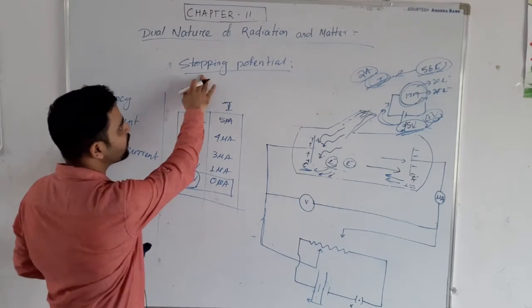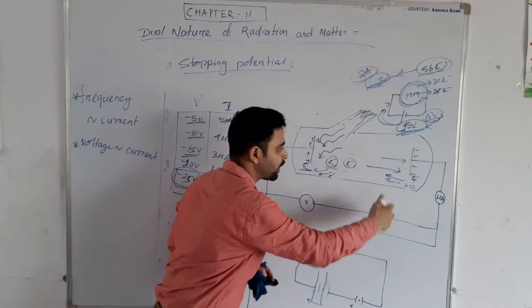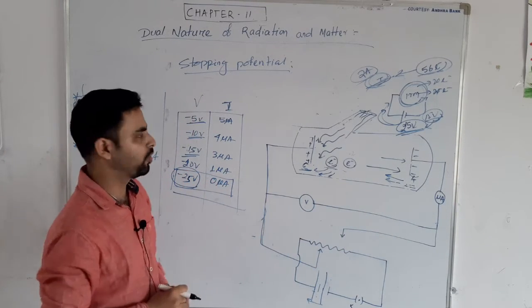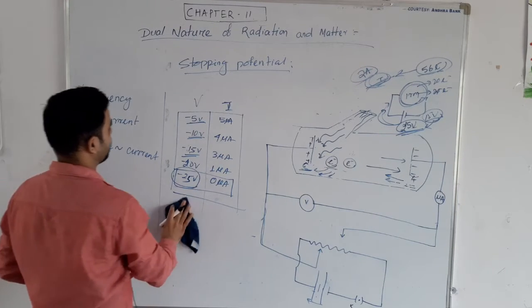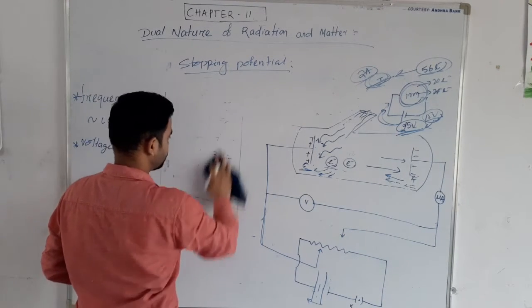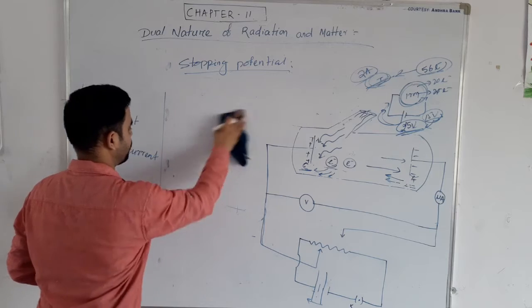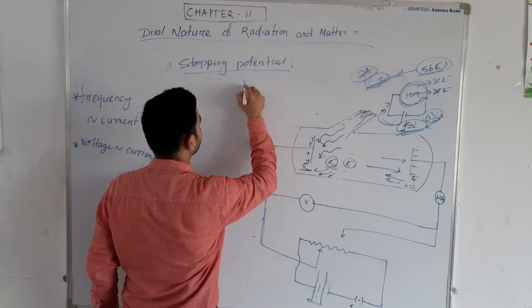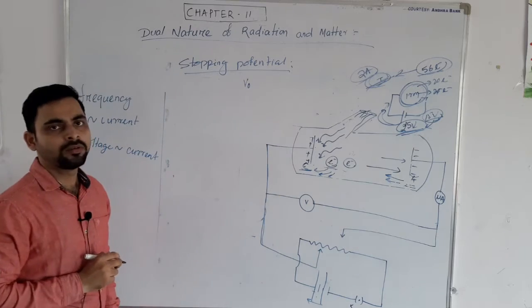At stopping potential, the current in the circuit is 0. Current in the circuit is 0 at stopping potential. Stopping potential is symbolized by V naught.